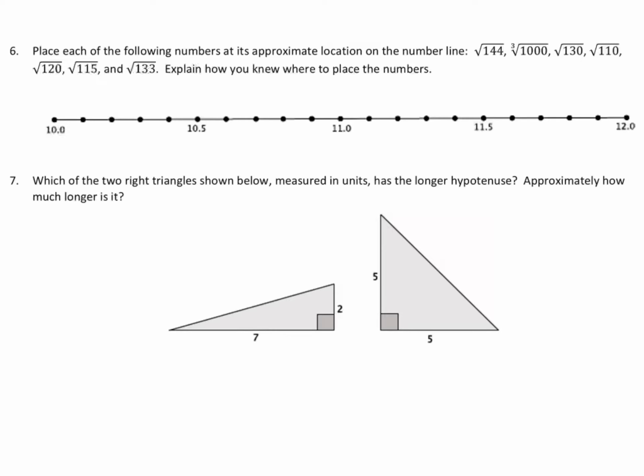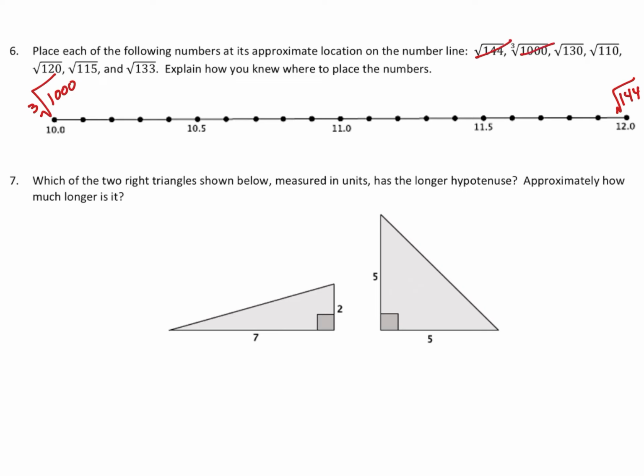Place each of the following numbers at its approximate location on the number line. The square root of 144 is an exact value. It's a perfect square at 12. The cube root of 1000 is also a perfect cube, and it has a value of 10. So that takes care of those two.